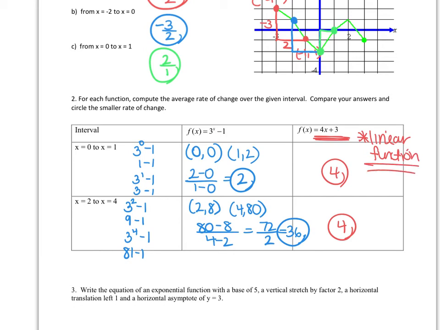And then it would ask you to compare. If we're comparing over the interval from 0 to 1, notice that the linear function is growing at a greater rate of change than the exponential growth. So the exponential is our smaller rate of change, 2, right? This one's smaller because 2 is smaller. But notice as you go farther from the y-axis, your exponential grows at a greater rate of change. And so here, 4 is less than 36. So the linear is our smaller of the 2 over the interval from 2 to 4.